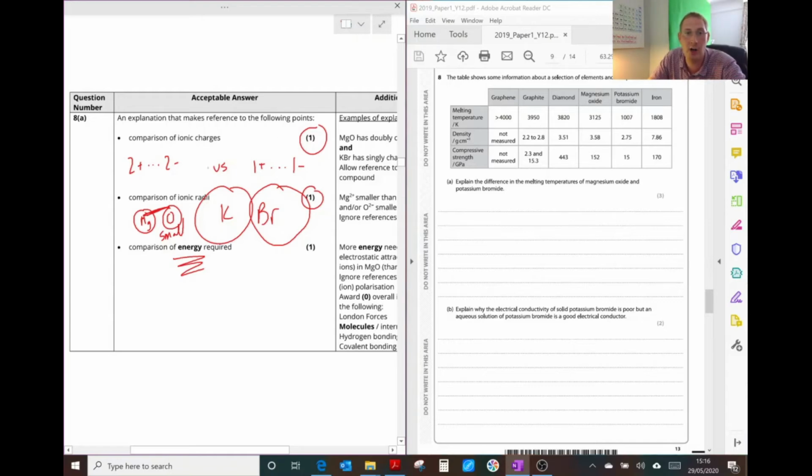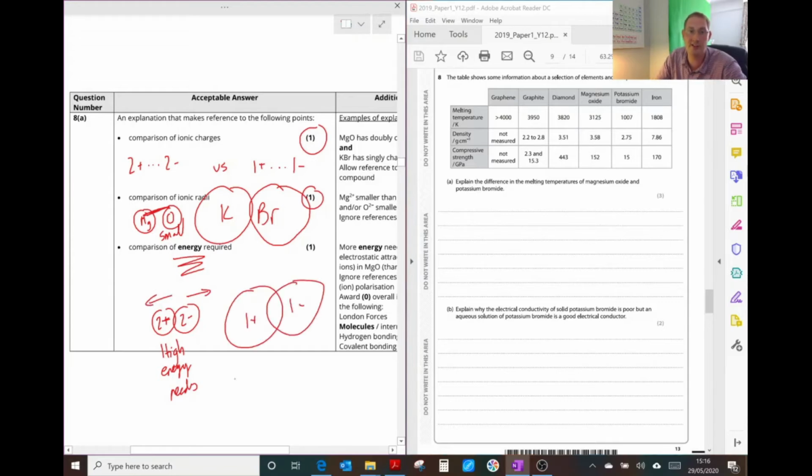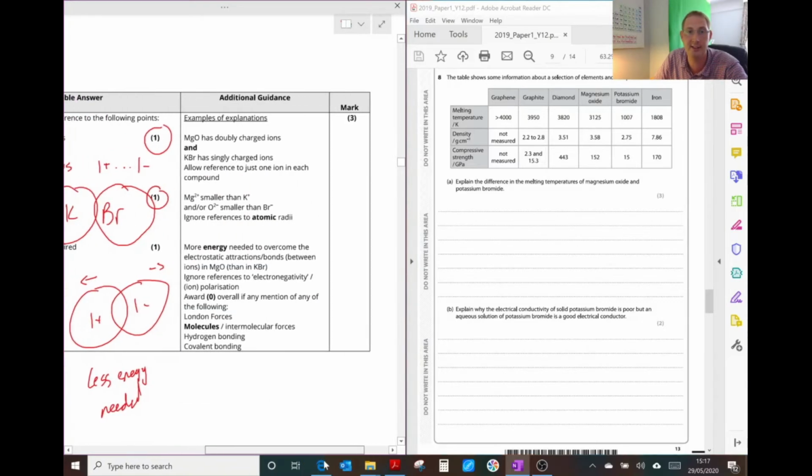So you need far more energy to separate higher charged, so the 2 plus 2 minus that were close together, high energy needed to separate those, whereas the 1 plus 1 minus further apart and lower charged, less energy needed. Okay, now this was really interesting, okay, and I strongly advise you to notice this.